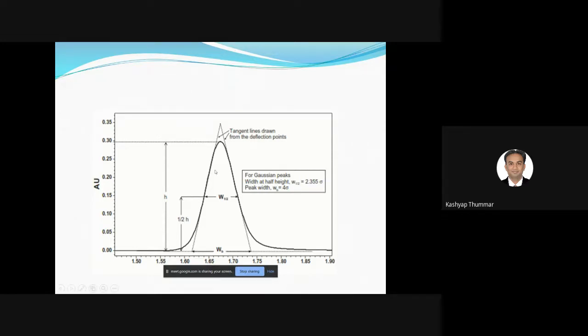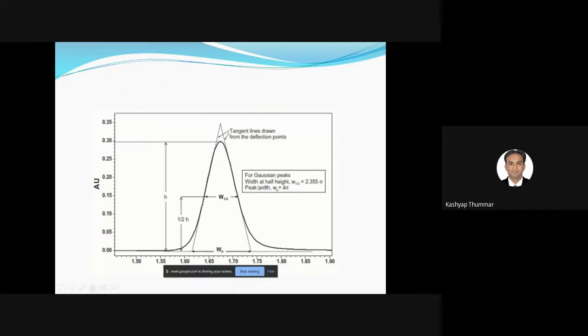W 1 by 2 is the peak width at half height. It is just named like this, and it is called the peak half height. Why are all these terminologies required? Because in many different books, there are different terminologies.